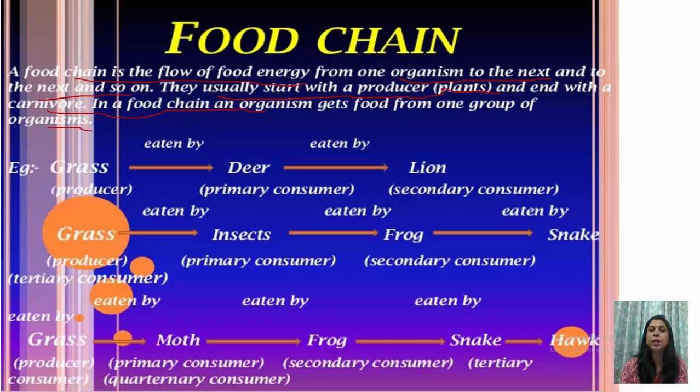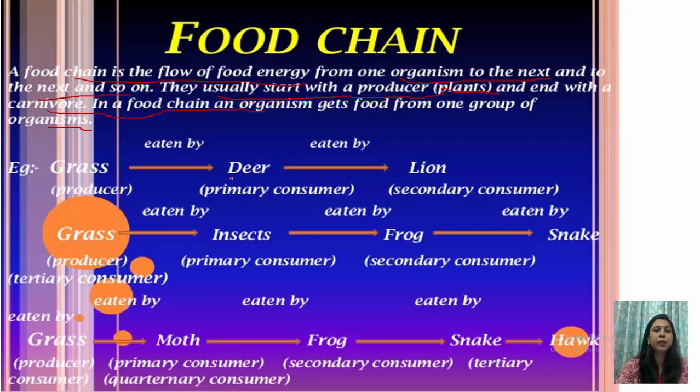Okay, so a food chain usually starts with a producer, meaning the first organism of a food chain will be a producer, that is, an autotroph. After that consumers will come. Now it depends on who eats whom, so how many levels will be there in the food chain. Here are a few examples.